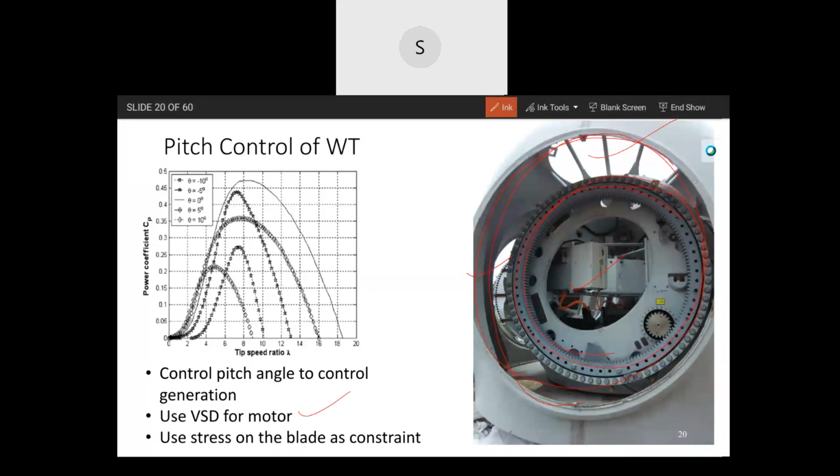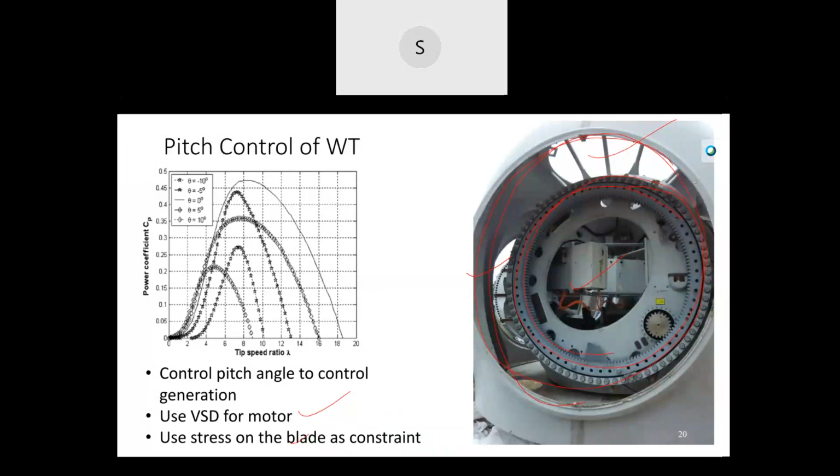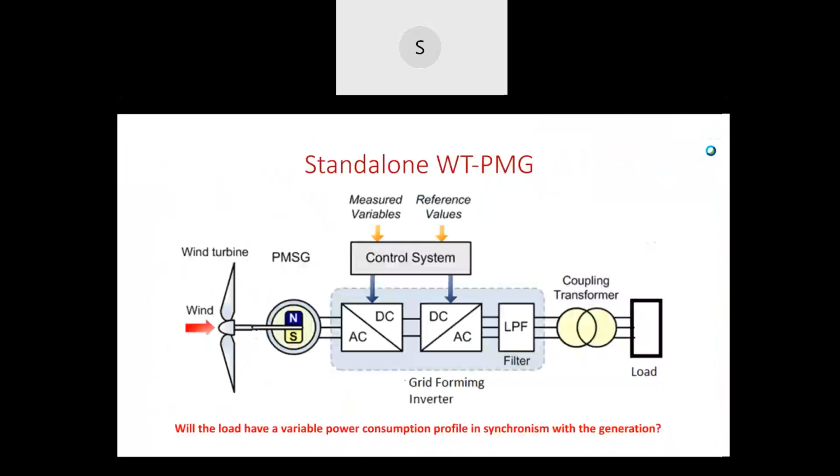If you're using a VSD and it is taking feedback from stress sensors planted along the blade, root to tip, that will give an idea about the strain. And with that, you can decide how fast the pitch control can be done. Well, that is not a topic for today, but anyway, let's come to the standalone machine.